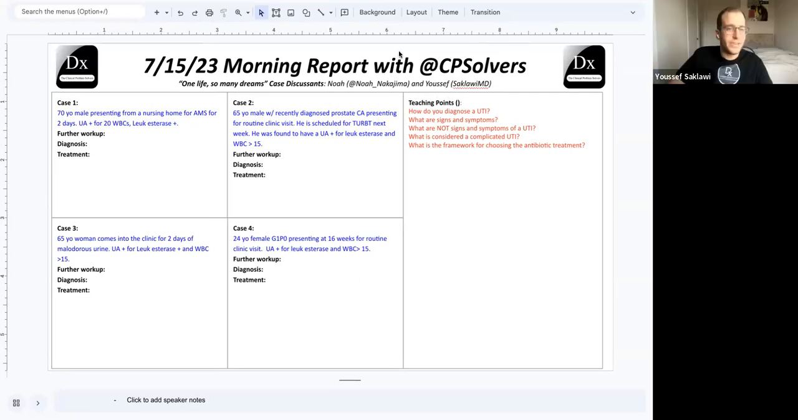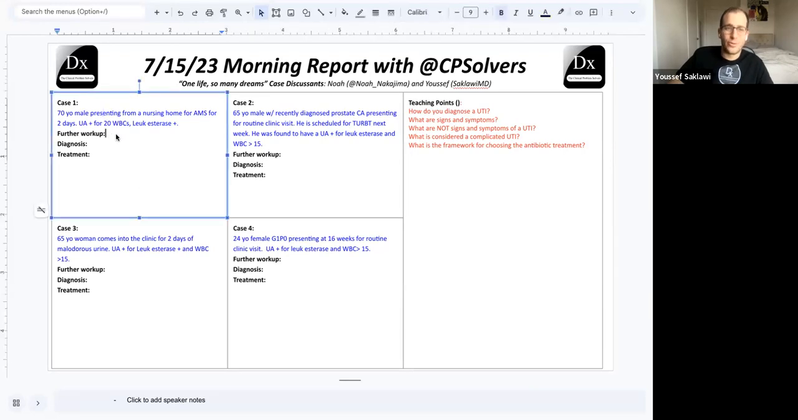So these are the 4 cases that we have for today. Case 1 is a 70-year-old male presenting from a nursing home for altered mental status for 2 days. The urinalysis was positive for 20 white blood cells and a positive leukocyte esterase. Case 2 is a 65-year-old male with recently diagnosed prostate cancer presenting for a routine clinic visit. He is scheduled for a procedure next week, and he was found to have a urinalysis that's positive for leukocyte esterase and a white blood cell count.